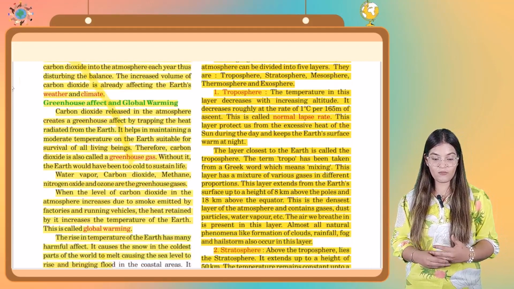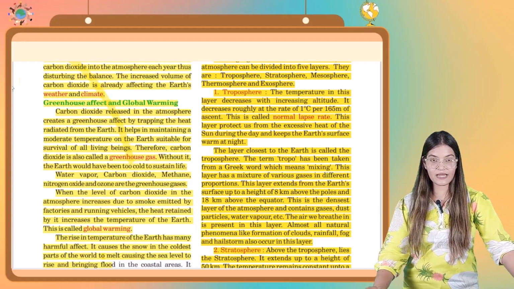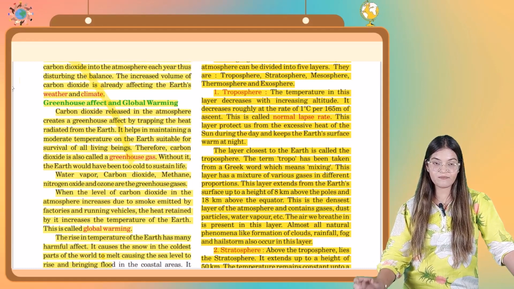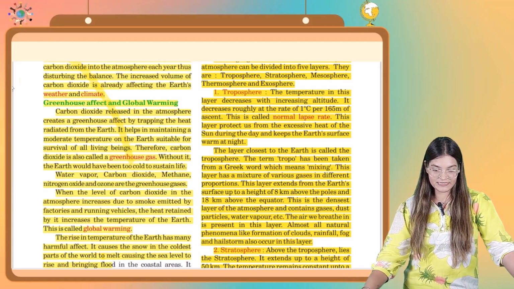Now we will talk about the greenhouse effect and global warming. Carbon dioxide released in the atmosphere creates a greenhouse effect by trapping the heat radiated from the earth. It helps in maintaining a moderate temperature on the earth suitable for survival of all living beings. Therefore, carbon dioxide is called a greenhouse gas. Without it, the earth would have been too cold to sustain life.